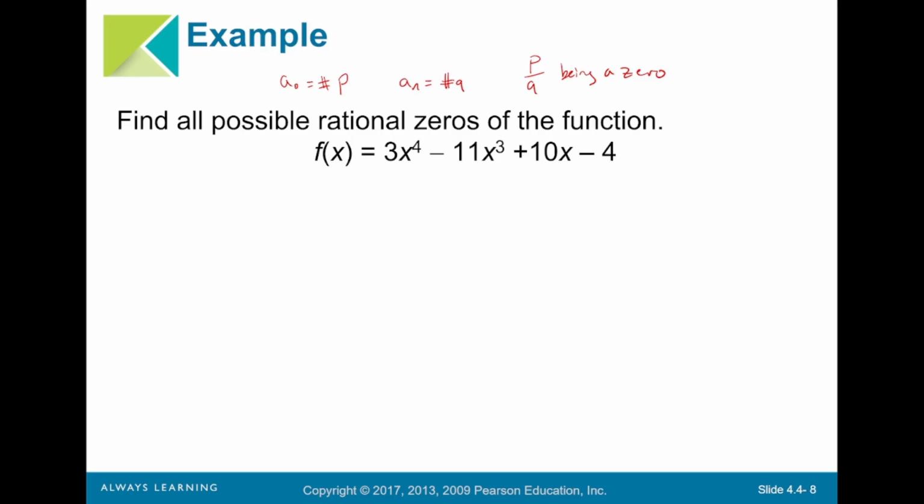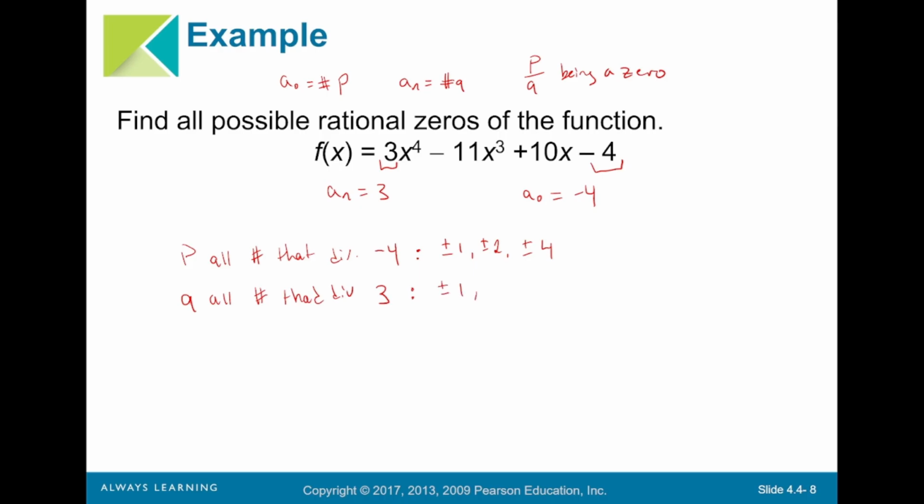Well then, let's look at what a sub n here is. A sub n is 3, and a sub 0 is negative 4. Basically picking up the first term and the last term. Okay, well starting with a sub 0, or my p-value, p can be all things that divide negative 4. So that's plus or minus 1, plus or minus 2, and plus or minus 4. Q is all numbers that divide 3, our a sub n. Well, that's plus or minus 1 and plus or minus 3.